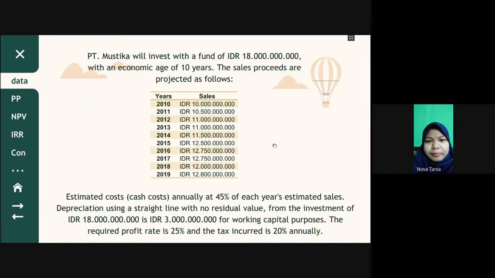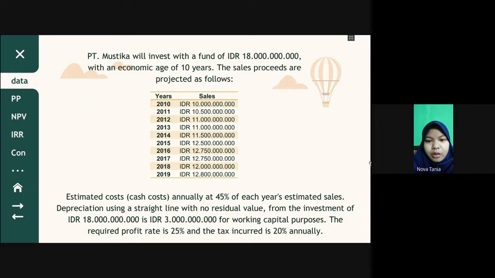Okay, the data. PT Mustika will invest with a fund of 18 billion rupiah with an economic age of 10 years. The sales proceeds are projected as follows. The years from 2010 until 2019, and the sales from 10 billion rupiah until 12,8 billion rupiah.